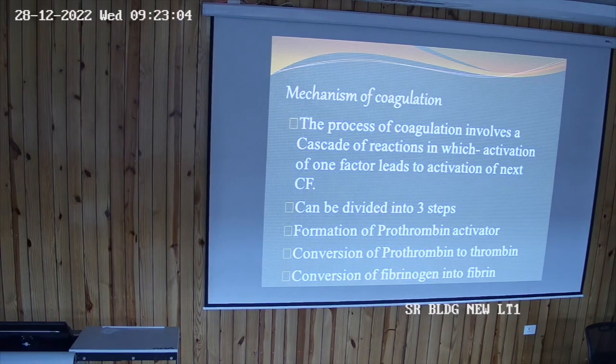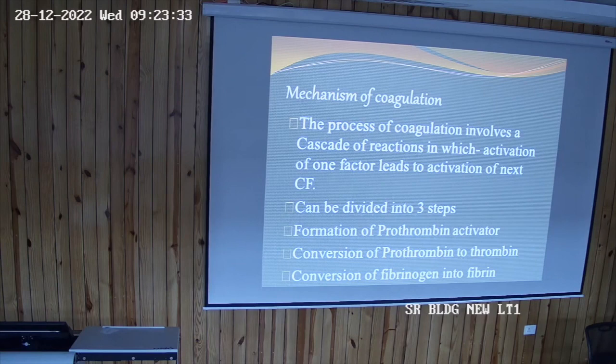तो कौन कौन से हमने मिस किए? 12 to 11, 11 to 9, 9 to 10. Okay, 10 is Stuart-Prower factor. That factor 10 is common for intrinsic and extrinsic. Clear? The story for intrinsic mechanism starts with factor 12, 12 to 11, 11 to 9, 9 to 10.